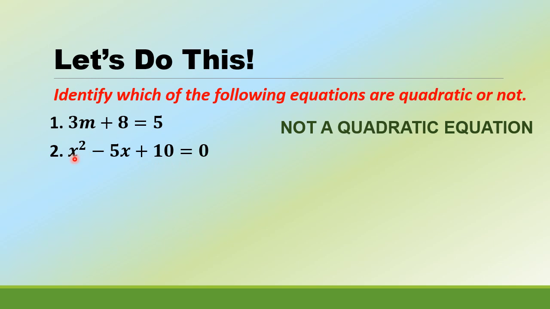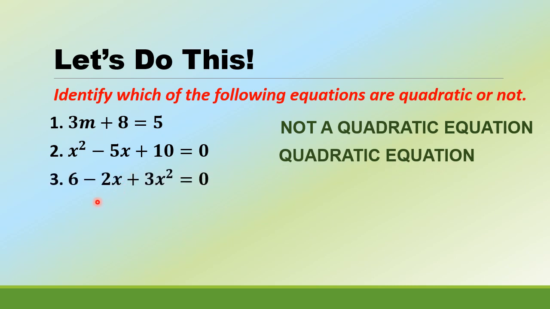Next. X squared minus 5x plus 10 is equal to 0. Okay, so we have here the highest exponent of 2. Therefore, it is a quadratic equation. Okay, next one. 6 minus 2x plus 3x squared is equal to 0. Okay, so it is also a quadratic equation. That's correct. But it is not yet arranged. So we need to transform it into ax squared plus bx plus c is equal to 0.